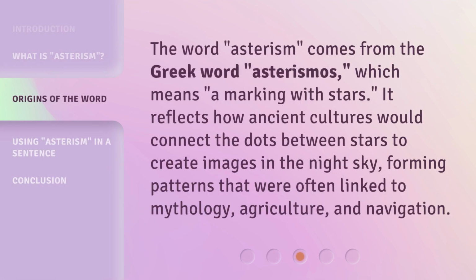The word asterism comes from the Greek word asterismos, which means a marking with stars. It reflects how ancient cultures would connect the dots between stars to create images in the night sky, forming patterns that were often linked to mythology, agriculture, and navigation.